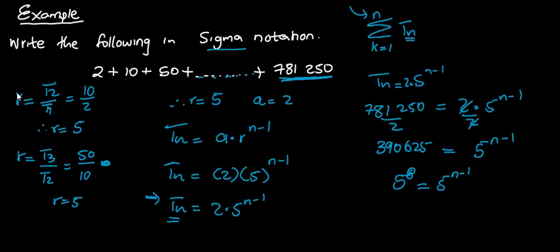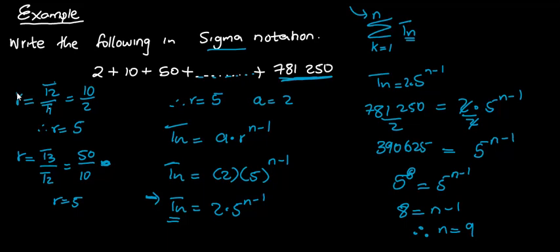Why do we need to change 390,625 to 5 to the power 8? So that we can have the same base. Remember the laws of exponent. When the bases are the same, what do we do to the exponent? We equate them. This will be n minus 1 is equal to 8. If you bring the 1 to the other side, what is the value of n? The value of n is 9. So this tells us that this sequence has 9 terms.